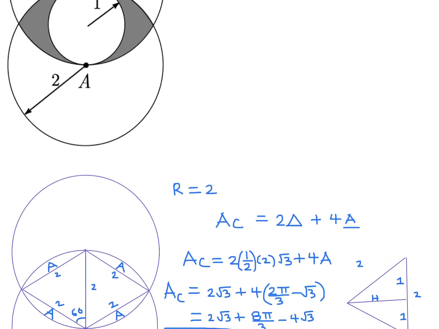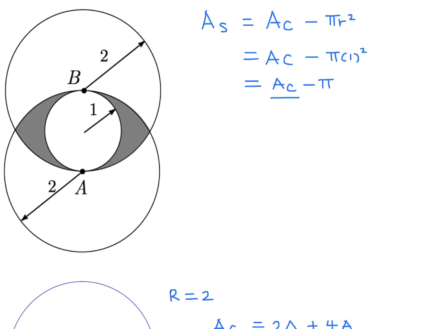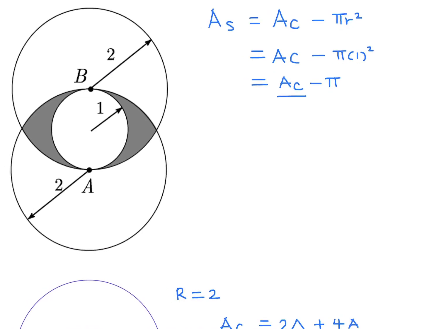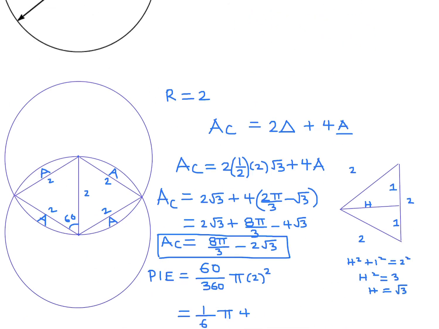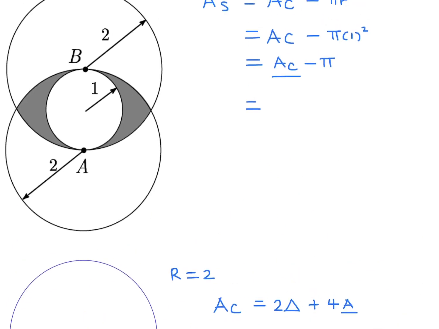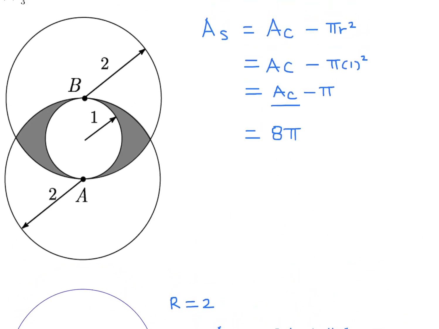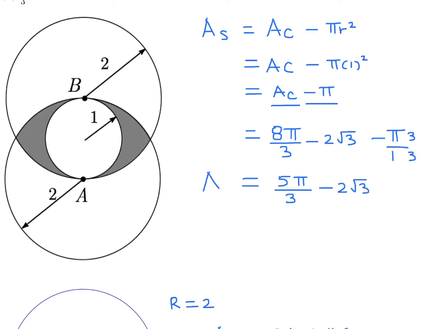So we'll take that and place that into the first part of the equation, which is right here. Area of the shaded region is the area of the common region minus pi r squared. And since the small r was 1, we got AC minus pi. What did we get for our AC? Our common region, we got right here, 8 pi over 3 minus 2 root 3. And then don't forget this minus pi. So we get a common denominator. And that will be 8 pi minus 3 pi, which is 5 pi over 3 minus 2 root 3. That is the area of the shaded region.